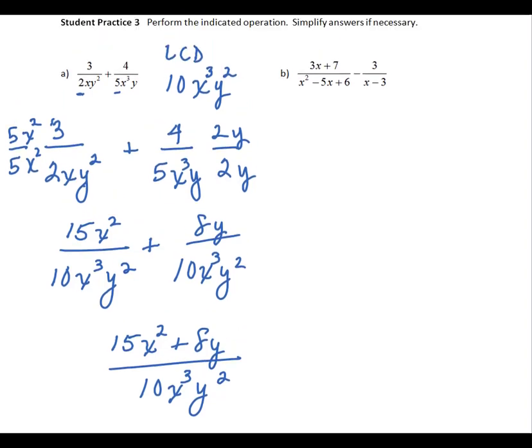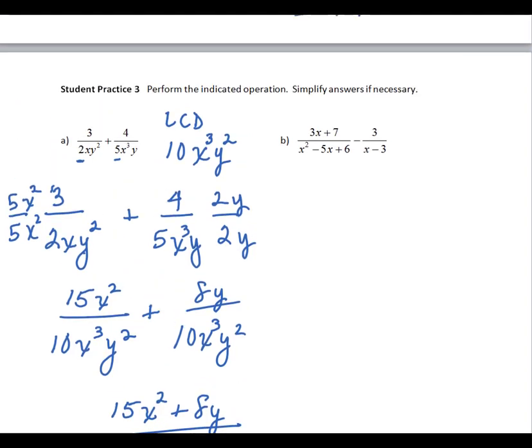All right, so this last one. On this one, the recommendation is to change this right away to add the opposite. All right, let's factor our denominators. So I've got 3x plus 7 over x minus 3 times x minus 2 plus a negative 3 over x minus 3.